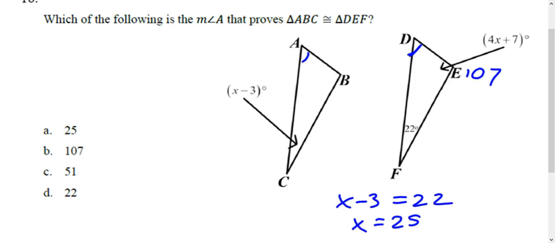And then finally, we use the fact that 3 angles of a triangle always add to 180. We have 22 degrees plus 107 is 129 degrees. So 180 minus 129 tells us that this angle is 51 degrees. And so is angle A, 51 degrees.